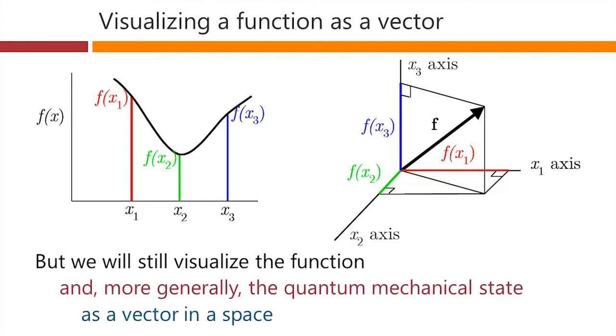So we still visualize our function, and more generally the quantum mechanical state that it might represent, as a vector in a space. And at least to help us in our own minds, we might keep the idea of an ordinary geometrical space in our heads as we think about functions. We are going to be thinking about functions as vectors in a space. The space is going to be more complicated than this simple geometrical Cartesian space here, but the basic idea we may be able to use to help us as we think about functions as vectors.